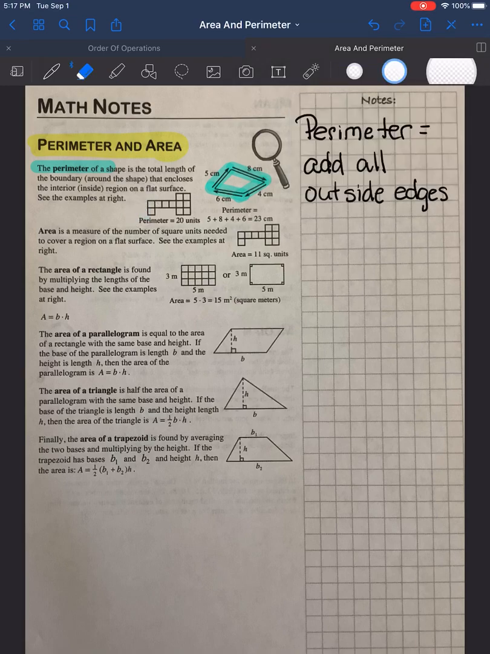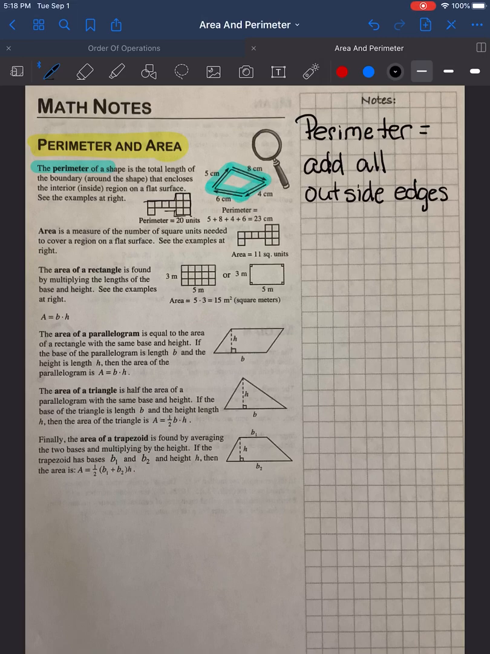Okay, if you're looking at a shape that is gridded like this, you're counting all of those outside lines, right? You can see there's 1, 2, 3, 4, 5, 6, 7, 8, 9, 10, 11, 12, 13, 14, 15, 16, 17, 18, 19, 20. Okay, 20 around the outside. Anytime they give you the grid, you can just count them. But remember, count all the outside lines.